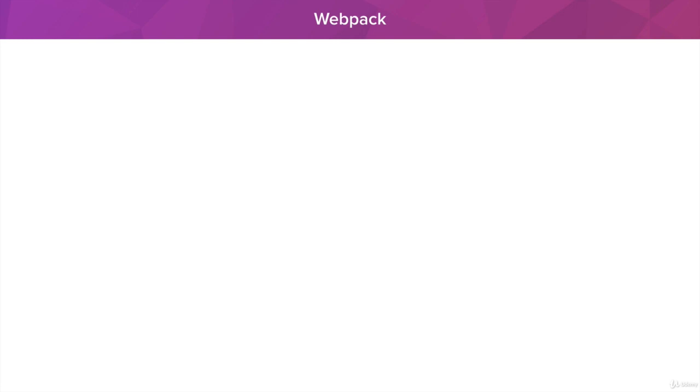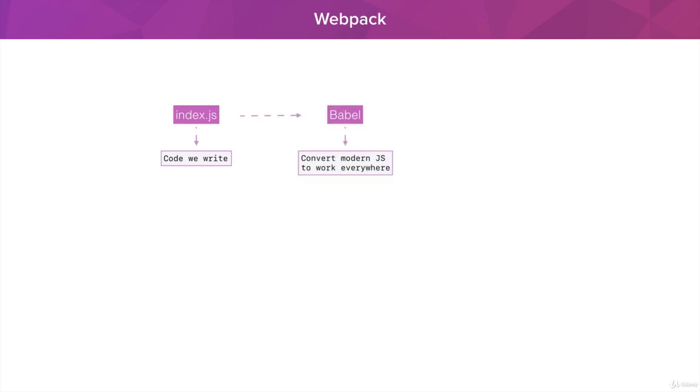Let's start with our current workflow. We have a file called index.js, which contains the code that we actually write and edit in Visual Studio Code. We then pass that code through Babel, which converts the modern JavaScript into JavaScript that can be executed from pretty much anywhere. And Babel spits out a file. This is the file that actually runs in the browser. So this is the setup that we currently have and are currently using.